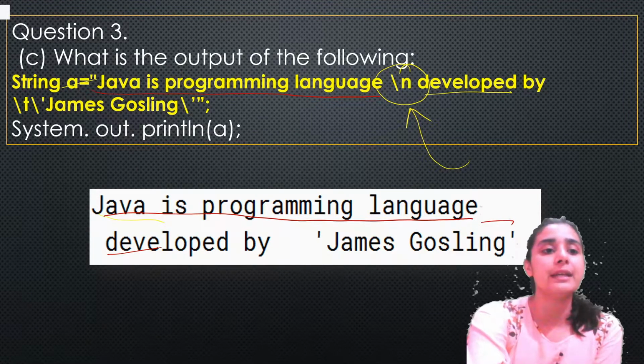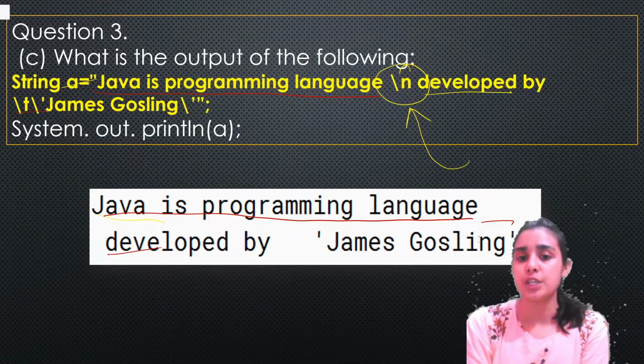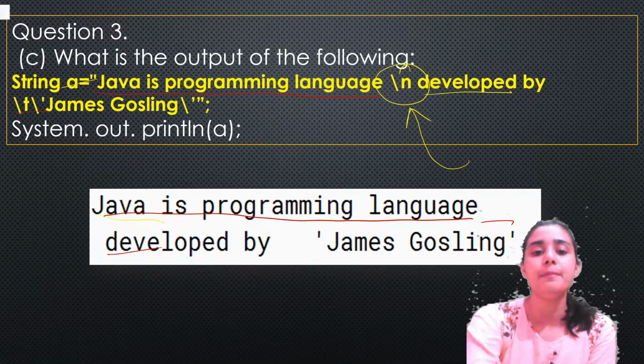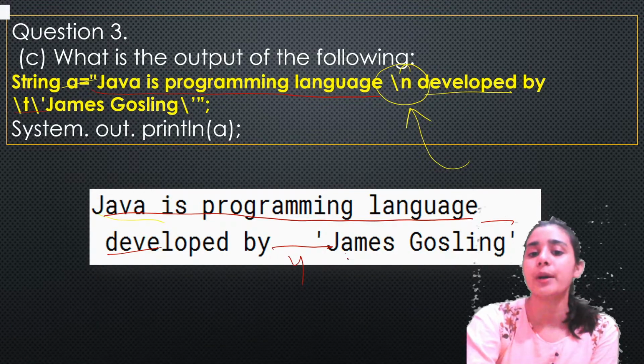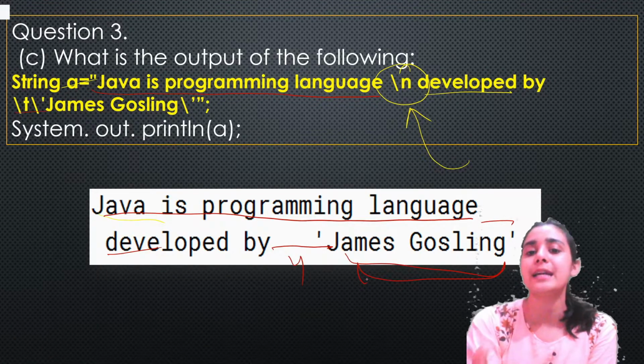Moving to the next, here I'm using \t. This is for the tab. Tab means 4 spaces will be there automatically. So whatever you write next will come after a tab space.